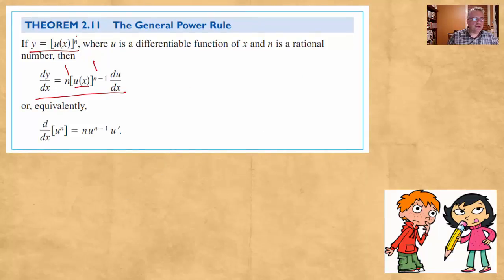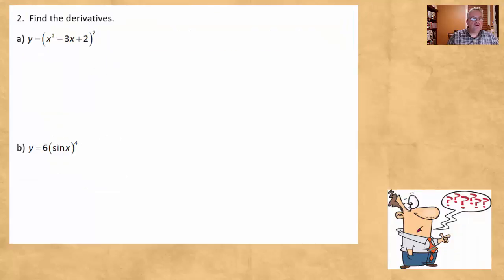Okay, let's look at some examples. So here we go. It says find the derivatives. So we have a function raised to a power. So no problem. Here we go. Y prime equals 7 times the inside function raised to the 1 less power, so it'd be 6, times the derivative of the inside function, which would be 2x minus 3. Okay, now I'm just going to leave it. There's not much I can do to simplify that right now, so we'll just walk away.